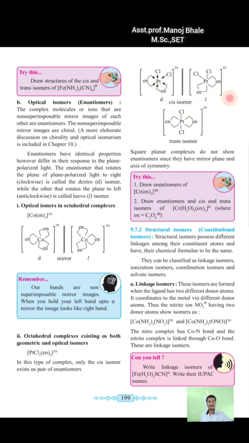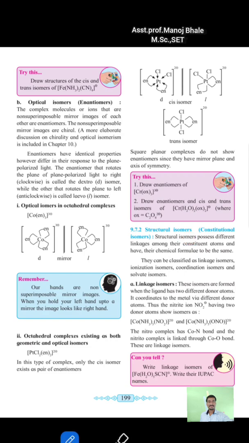These D and L forms are optical isomerism, and geometrical isomerism is also possible. Both are examples of cis isomerism, and this other one is an example of trans isomerism.